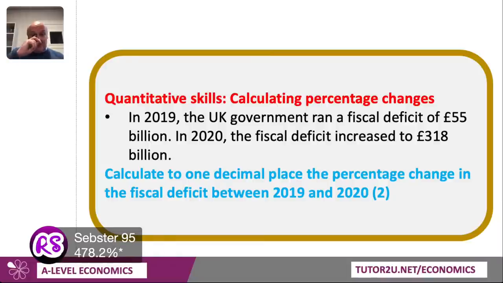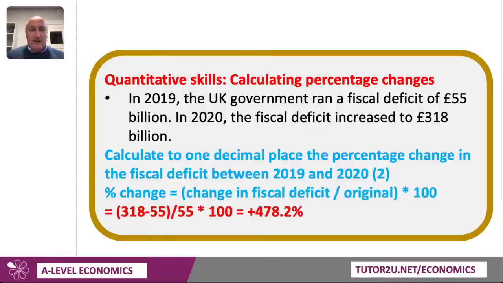Here's the answer coming through, and a bit of the working. Don't forget, percentage change is the change divided by the original times by 100. So the original was 55. So you've gone up from 55 to 318. You're going to work out that change, divide by 55, multiply by 100, plus 478.2%.